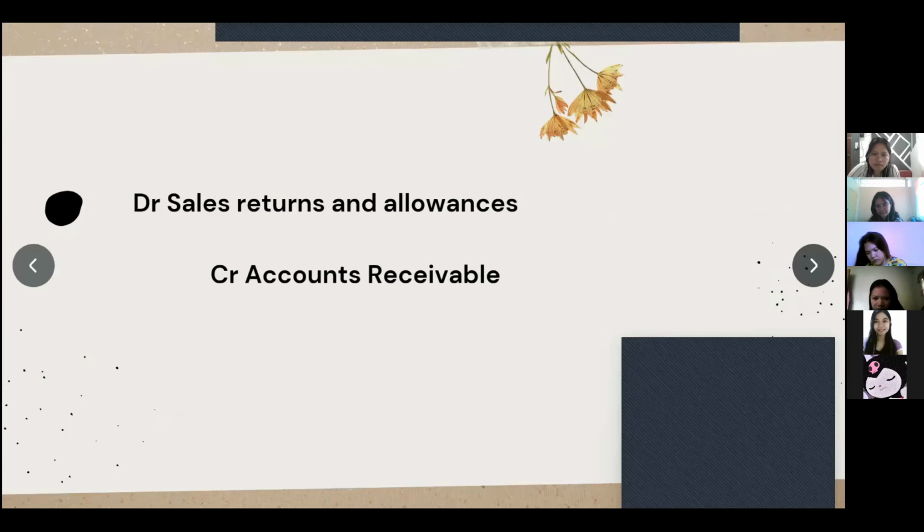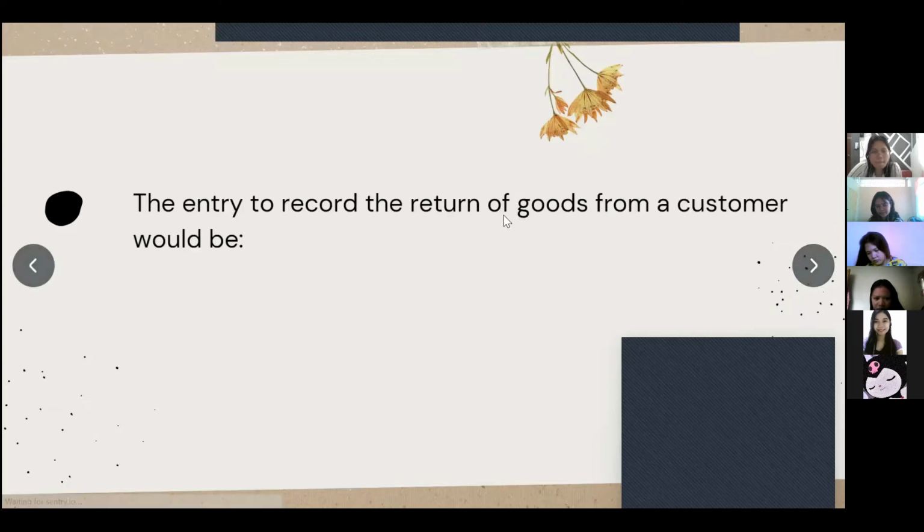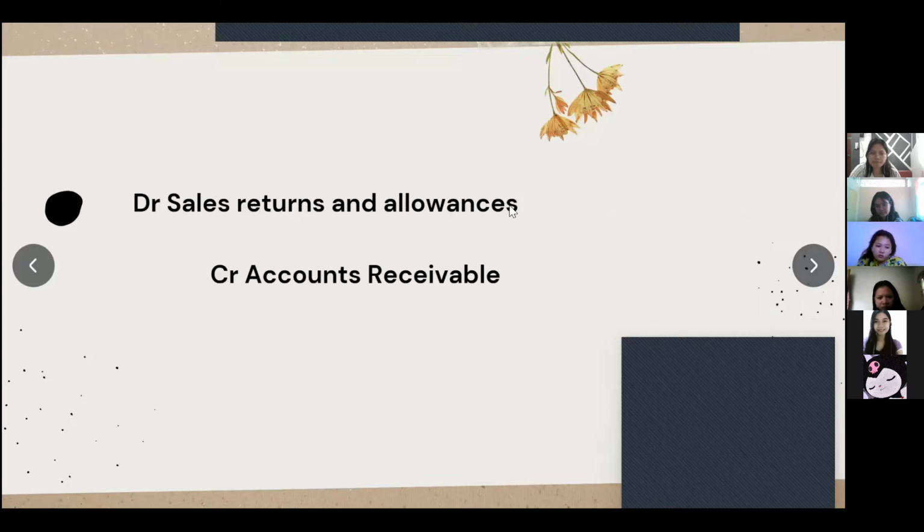Return of goods from a customer. So, ikaw yung may benta. Binalik sa'yo. Kaya hindi mo siya purchases. Hindi ikaw yung bumili, ikaw yung nagbenta. So, hindi siya purchases, it should be sales. So, debit sales returns and allowances, and credit accounts receivable.